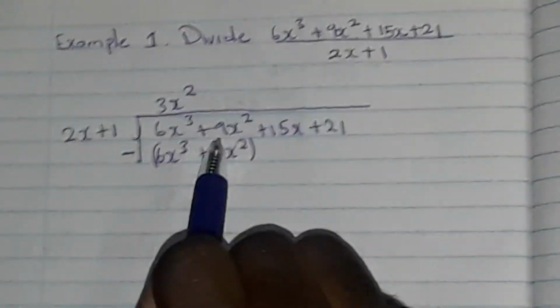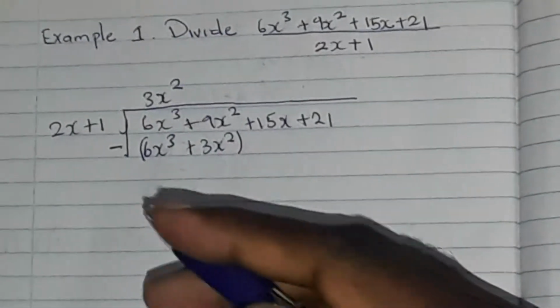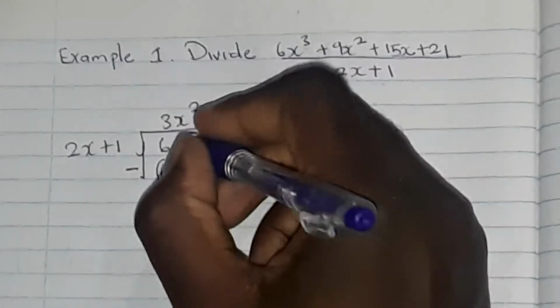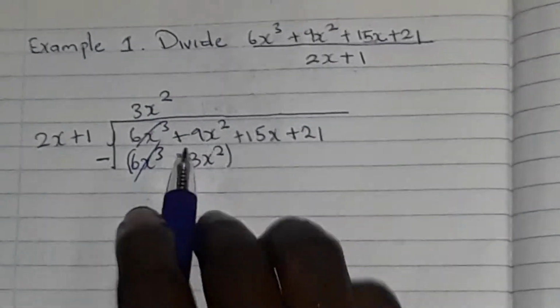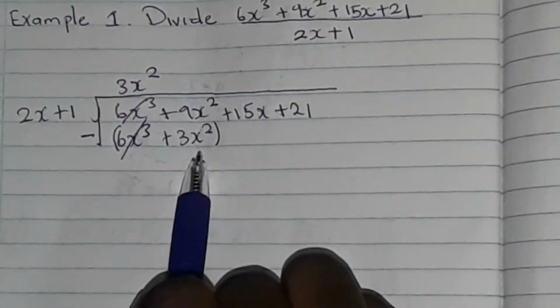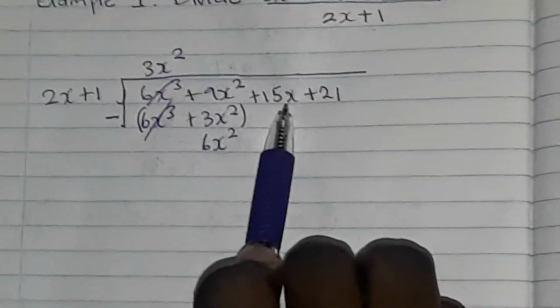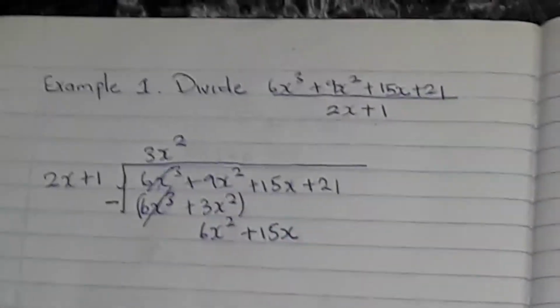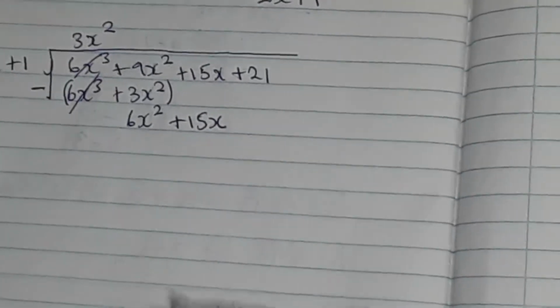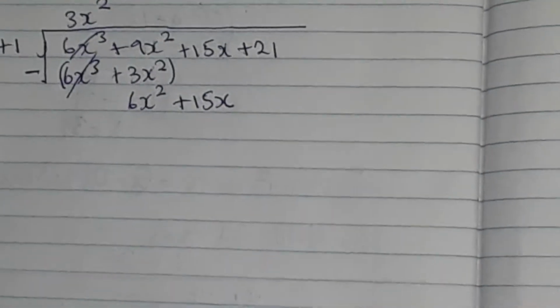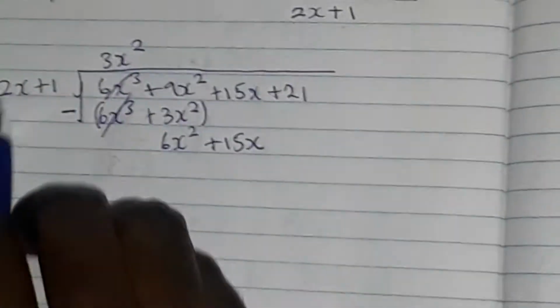We're going to subtract that from the equivalents in the cubic equation. So the 6x cubed will cancel, which would leave us with 9x squared minus 3x squared, and that will give us 6x squared. And then we're going to carry down the 15x and add it to that to give us our second equation which we're going to divide. So now we're going to repeat the same process again. We're going to repeat the same process until we have a remainder and we can't divide anymore. So let's go over it again.